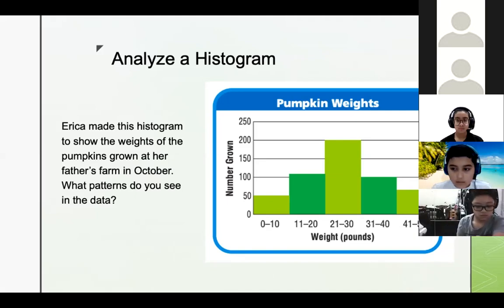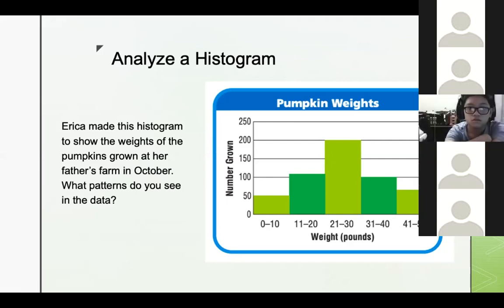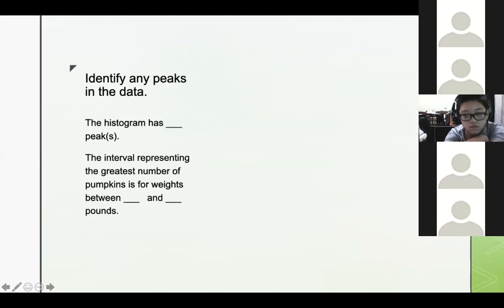Okay, so we have a histogram here. Abedli, would you read, please? Erica made this histogram to show the weights of the pumpkins grown at her father's farm in October. What patterns do you see in the data? So Miss, I have a question. We describe the data. When we had the dot plot, we described clusters and gaps, right? In the histogram, we're gonna speak about something else. Let's start. Identify any peaks in the data.